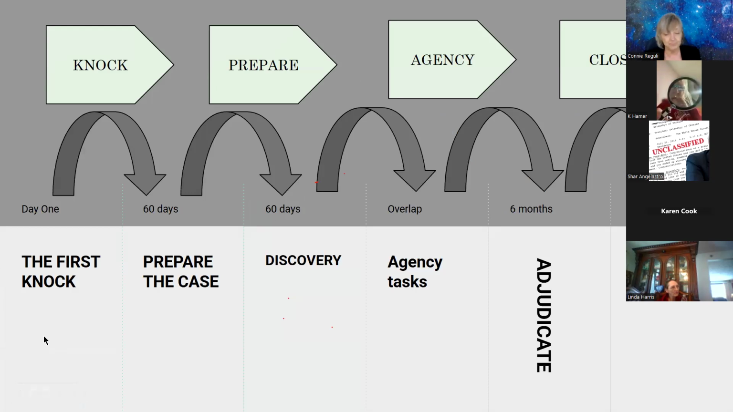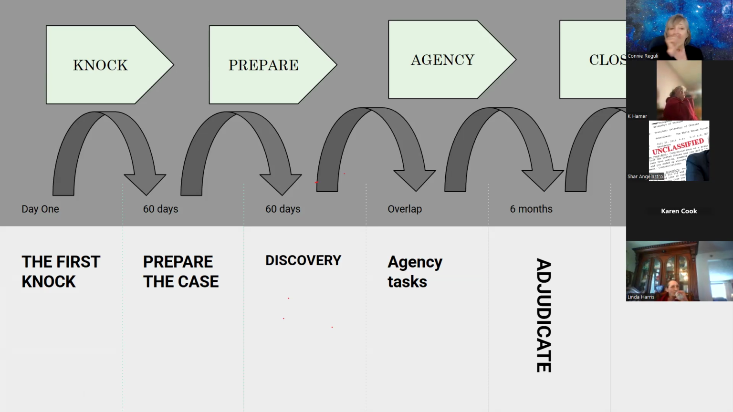All right, now, how does this work? In a perfect case, it would look something like this. You would have the first knock on the door day one. The first 60 days would be preparing the case. You'd have maybe 60 days of discovery. All the agency tasks would be overlapping. You would have an adjudication in 6 months. If you have to appeal, it's going to take 2 years. So in a perfect world, our case would be properly adjudicated and prevail.